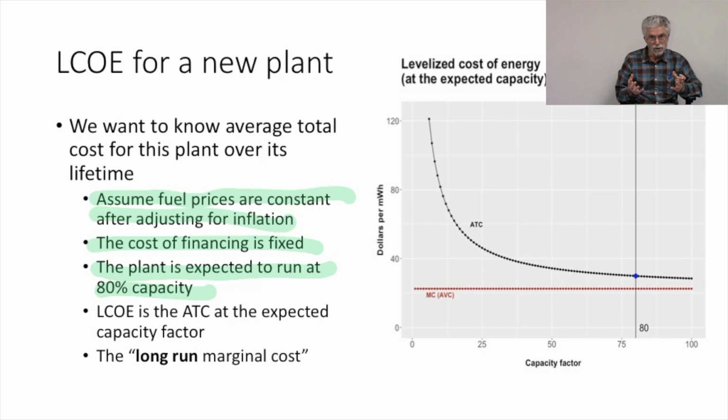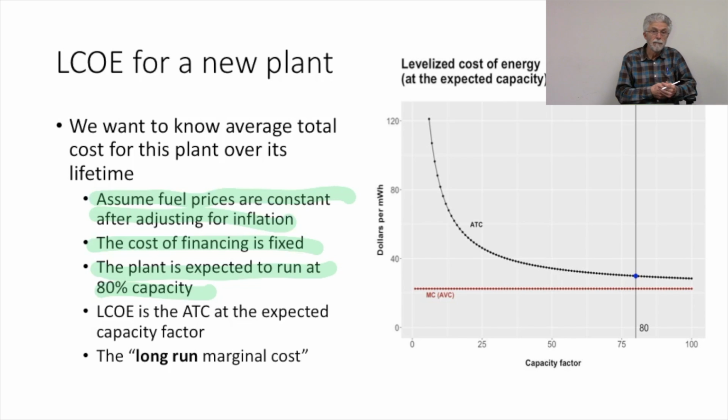But for a merchant generator, for example, you may not know what the capacity factor of that plant is going to be for sure. You have some idea of how competitive it is with other plants in the market, how fast electricity demand is going to grow, and so you'll make an assumption about how much of the time this plant is going to be able to run. How much of the output of this plant are you going to be able to sell every month?